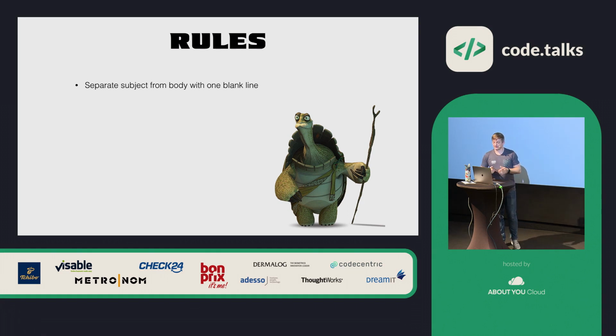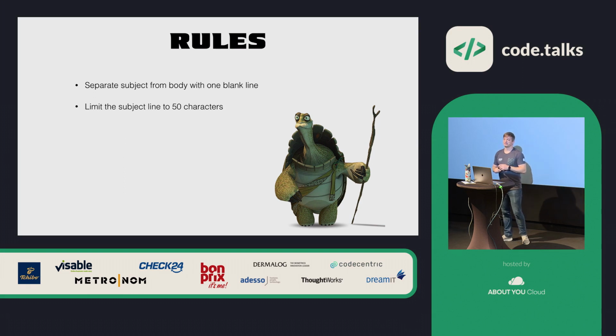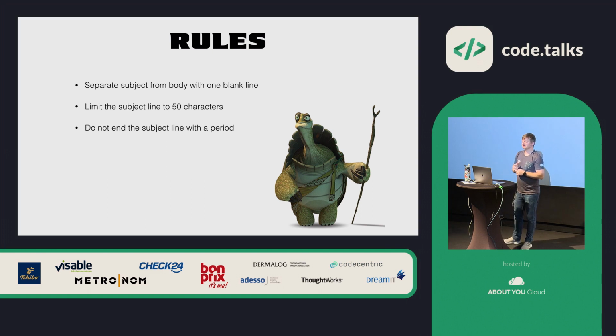So, next one is limit the subject line to 50 characters. And we will see an example later why that's important. But yeah, just try to be very precise and very short in the first line of your commit message. Then do not end the subject with a period. That's kind of arbitrary, but since we are limiting ourselves to 50 characters, if we don't use a period, we save 1 character and we can write longer commit messages.